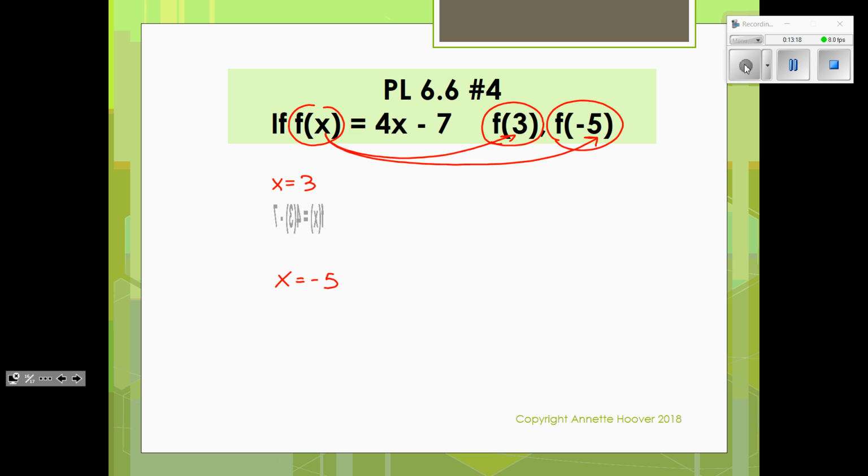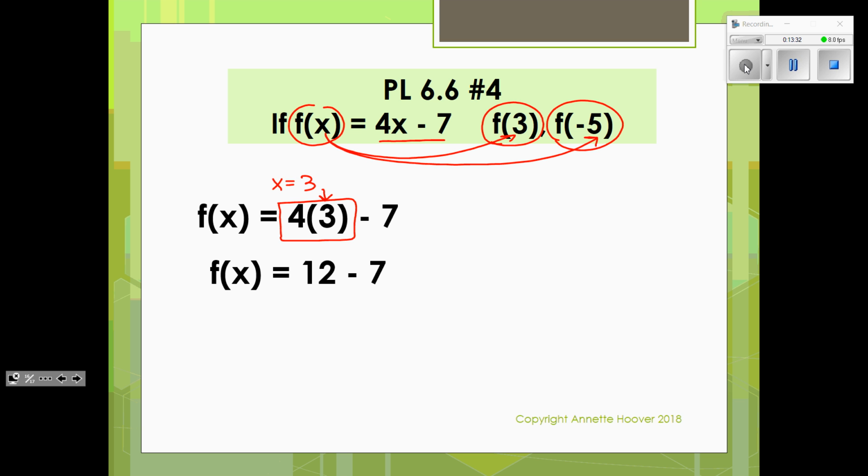So with the first one, we have x is equal to 3. So we plug 3 into the equation. So that is 4 times 3 minus 7. We always do our multiplication first. So 4 times 3 is 12. And then we have 12 minus 7 is 5. So f of x is 5.